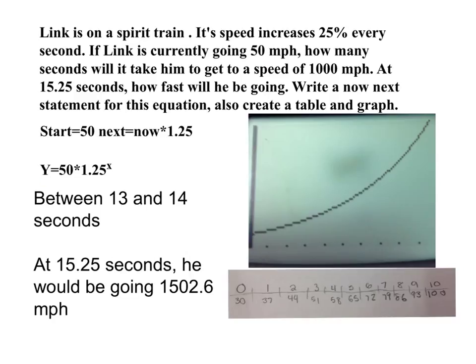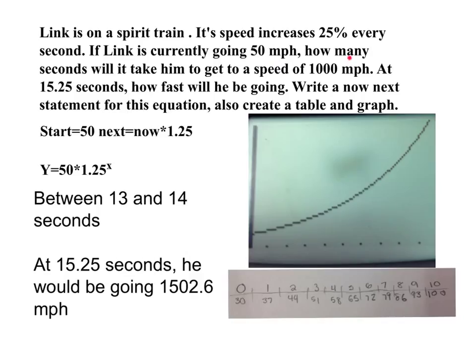And y equals 50 times 1.25 to the x, because if he's going 50 miles an hour, x would be the number of seconds that you want to multiply 1.25 by, which is the rate of change.